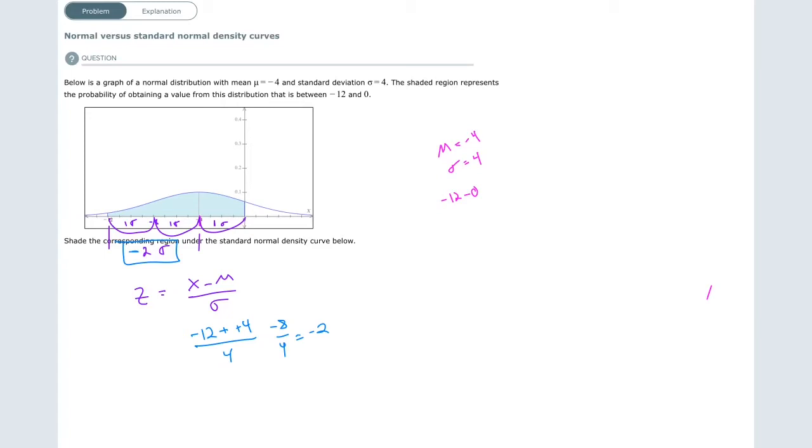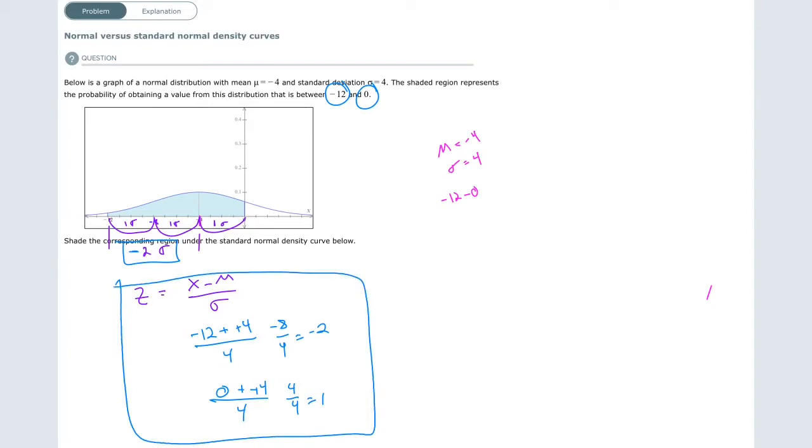To do the right side, there's the left side, there's the right side. So the right side would be 0 minus a -4 divided by 4, which would be 0 plus 4. 4/4 would be 1. Okay. So this is like the algebraic way, kind of. And then this is just the looking at the graph way. All right. So the shading corresponds to -2 and 1.